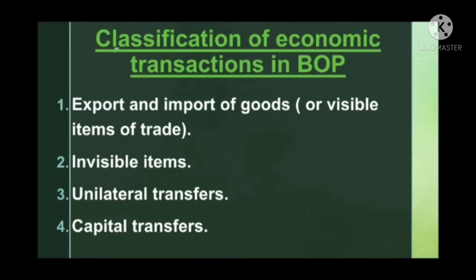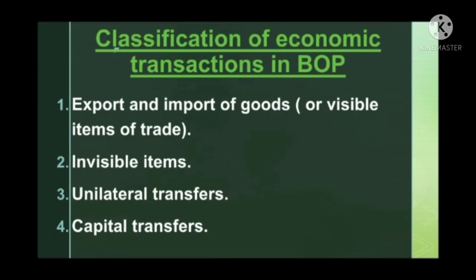Point number 3 is unilateral transfers. Some economic flows between nations also take place without any payment, which are called unilateral payments or transfer payments. Such transfers can either be private or government. Private transfers would include sending gifts abroad, scholarships, etc. Government transfers would include grants and aid. Point number 4 is capital transfer. Capital transfers relate to capital receipts through borrowing or sale of assets and capital payments through capital repayments or purchase of assets.